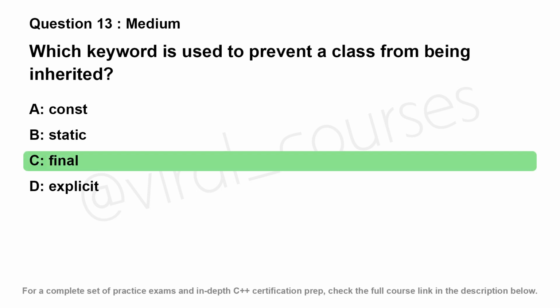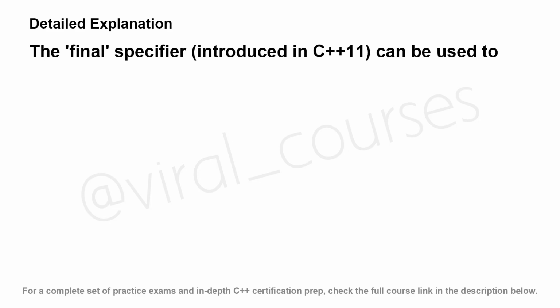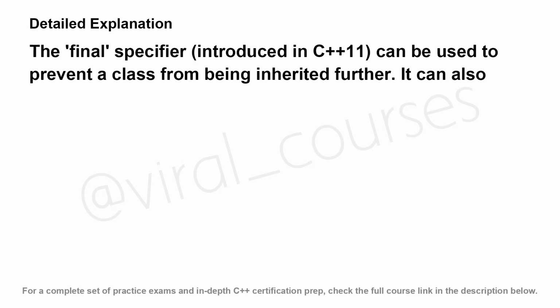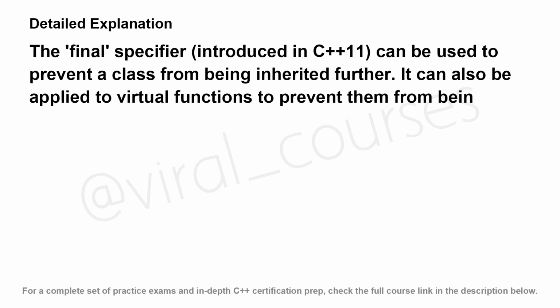The correct answer is C, the final specifier. Introduced in C++11, it can be used to prevent a class from being inherited further. It can also be applied to virtual functions to prevent them from being overridden in derived classes.